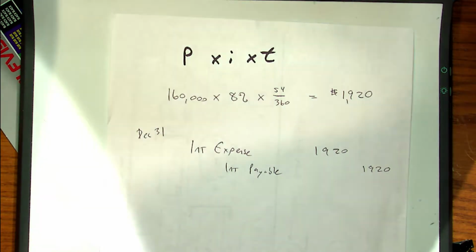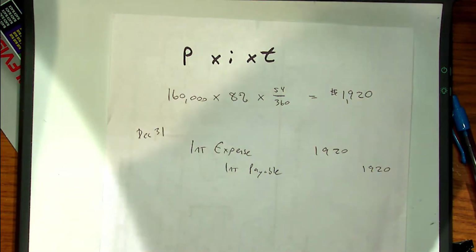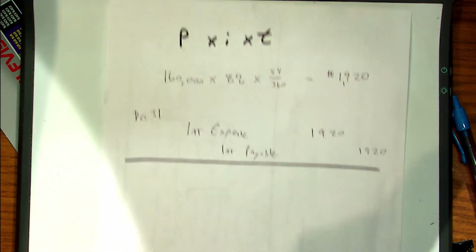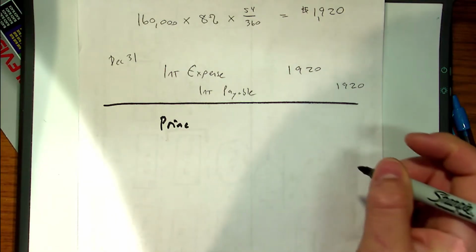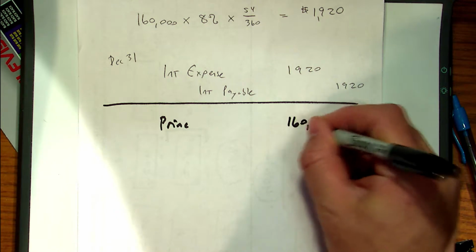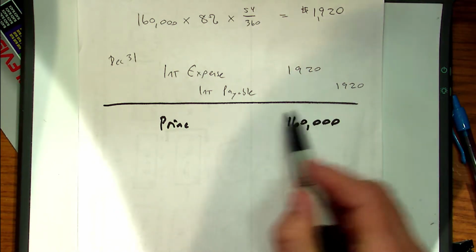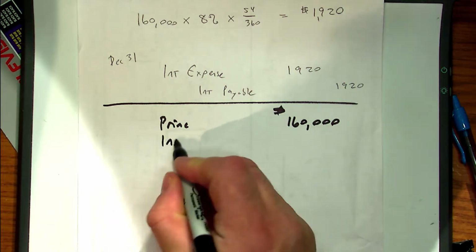Okay. Now, what's the next thing they ask us to do? Prepare the journal entry to record payment of the note at maturity. Okay? Now, here's the way that I think through this. You might do it differently. But I think, okay, what is the total amount of cash that we're going to have to pay out when we pay off this short-term note payable? Well, we know we're going to have to pay the principal of how much? 160,000. And then we're also going to have to pay the interest.